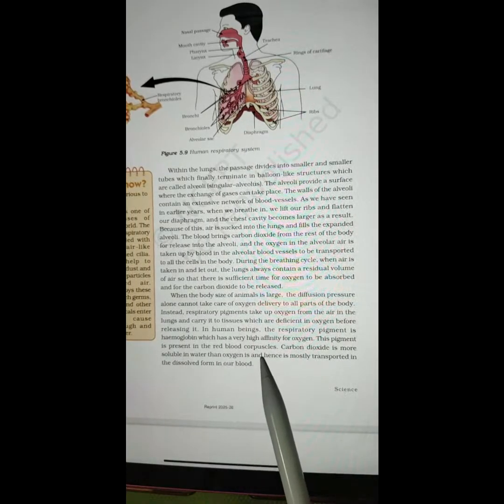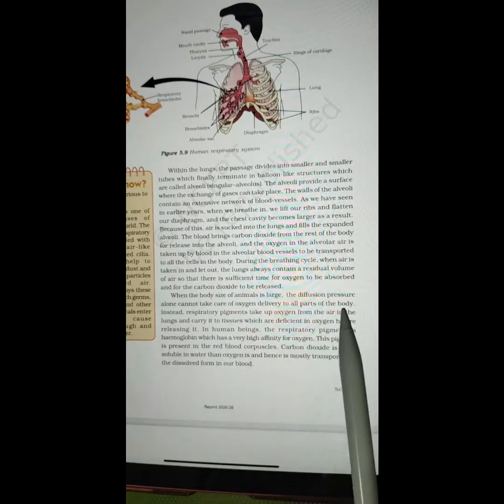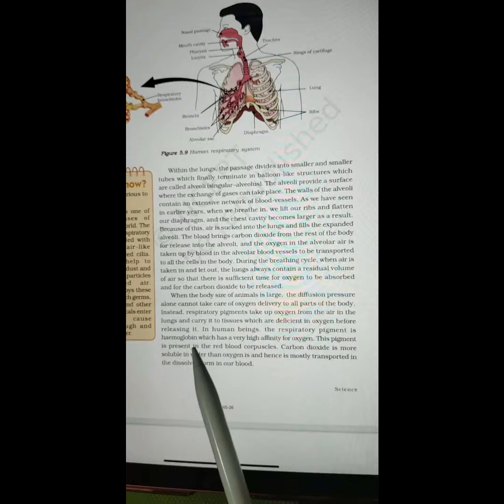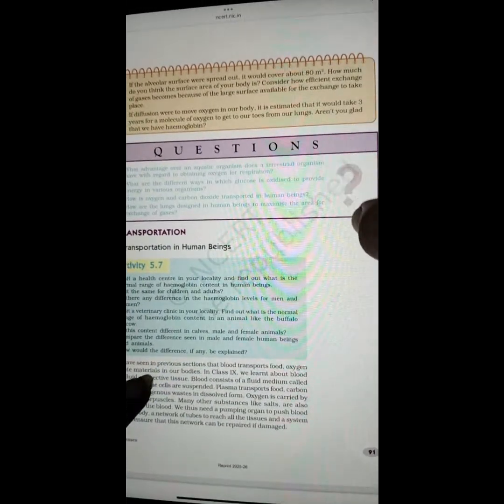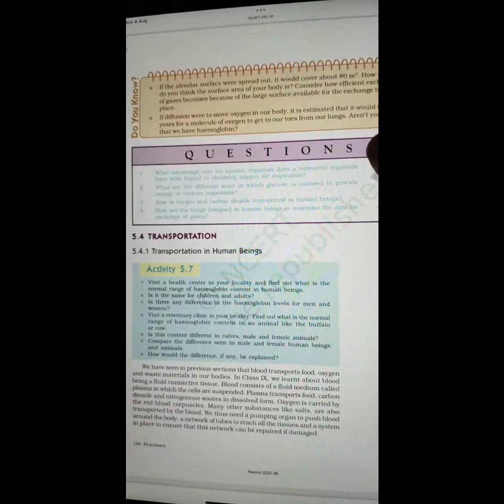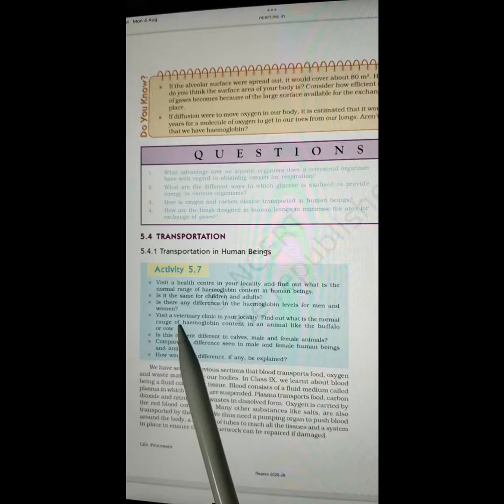Red blood corpuscles, respiratory pigments, diffusion, pressure, hemoglobin, affinity, corpuscles, transportation, hemoglobin, veterinary, hemoglobin.